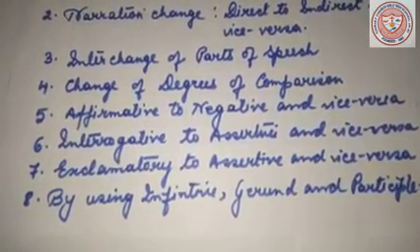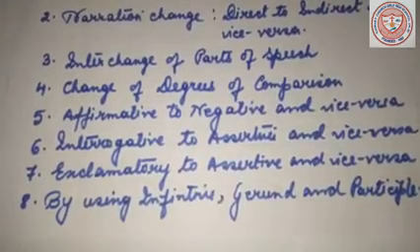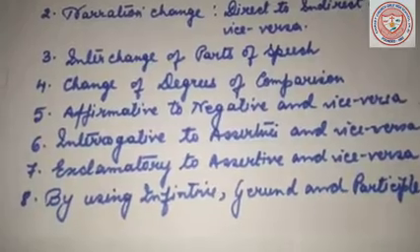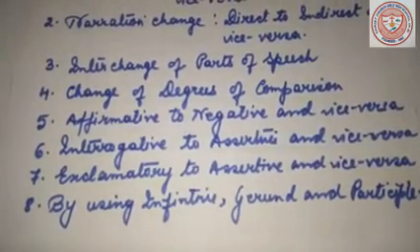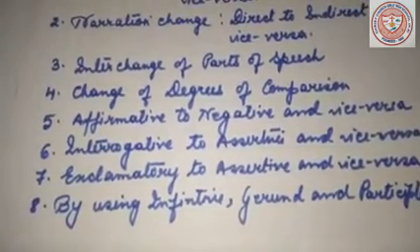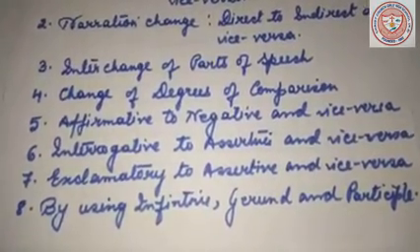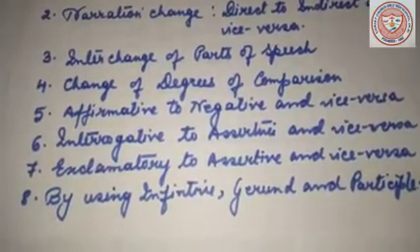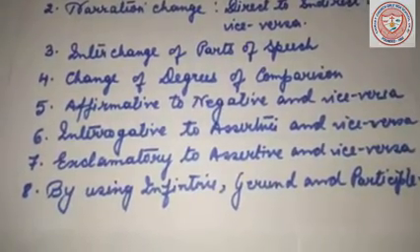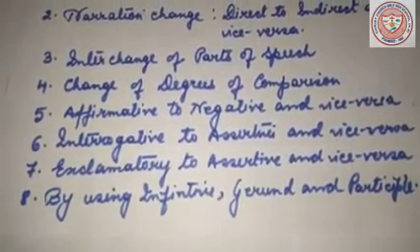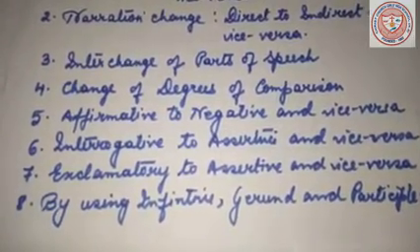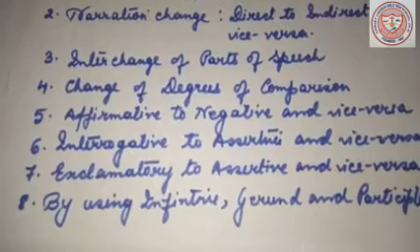Number five is affirmative to negative and vice versa. That means again from negative to affirmative. That means affirmative means something that has a positive sense, and negative sentence means the sentence that deals with negative statements or senses. Number six is interrogative to assertive and vice versa. Interrogative means that has a question mark at the end, and assertive is a statement that tells something with assertion.